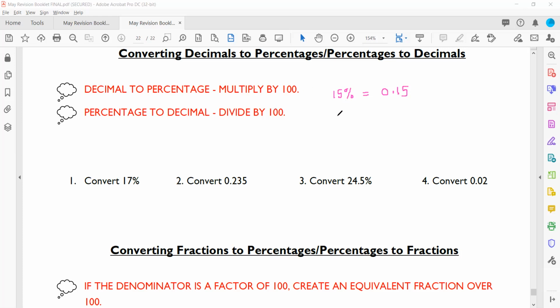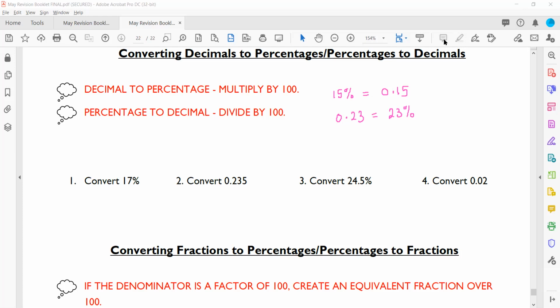Now, for example, if we had 0.23 as our decimal and we wanted to convert that into a percentage, we would simply times it by 100, and that would become 23%. So to go from percentage to decimal, you divide by 100. And to go from decimal to percentage, you multiply by 100.